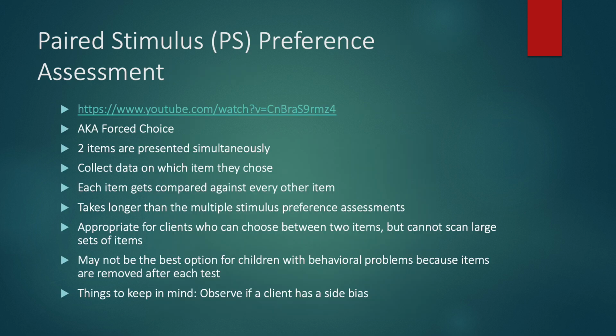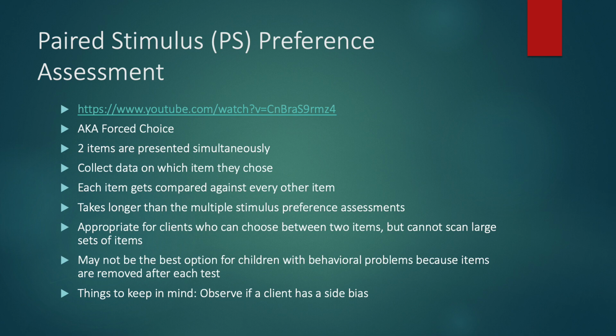Next, we have the Paired Stimulus Preference Assessment. The Paired Stimulus Preference Assessment is also called the Forced Choice Preference Assessment, so you should be familiar with both of those names. It is an assessment in which we present two items at the exact same time, and we collect data on which of those two items they choose. Basically, every single item is going to get compared to each other. So you're going to have a very specific data sheet in which you number each specific item. Just like in the previous data sheet, every item will have a number associated with it.